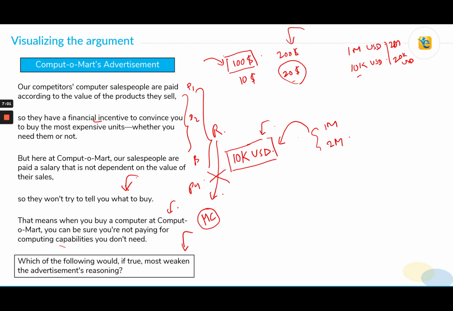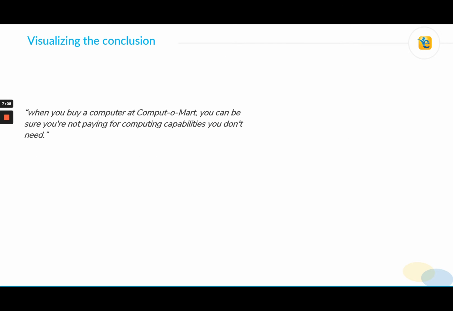So the argument is clear, the question is clear. Now let's spend a little bit of time visualizing the conclusion, because it's important. The conclusion says, when you buy a computer at Comput-o-mart, you can be sure that you're not paying for computing capabilities you don't need. So quite a few things to unpack here. First, we're talking about computers. Comput-o-mart may also be selling printers for all you know, but we don't care about that.